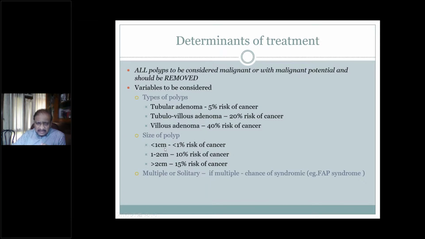At 1 centimeter size, the risk of cancer is less than 1%. More than 2 centimeters, the risk of cancer is higher. Point number three, whether it's a multiple or a solitary polyp. If multiple, then the chances of syndromes, not only FAP, you can have a number of syndromes that we have not talked about, right? Those are the three important variables out here, right?